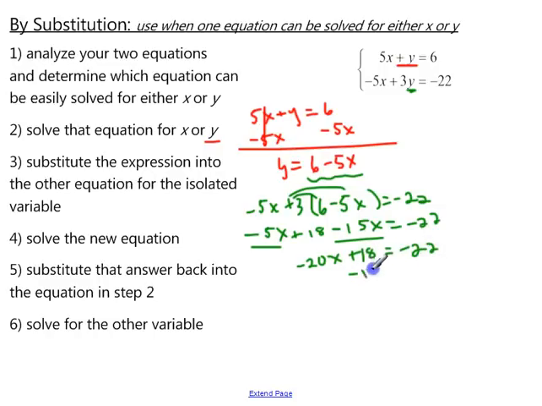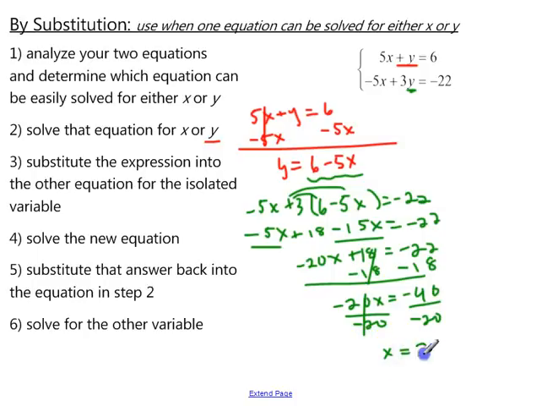Then we need to subtract 18 from both sides, and we get negative 20x equals negative 40, and then divide both sides by negative 20, and then we get x is equal to positive 2.